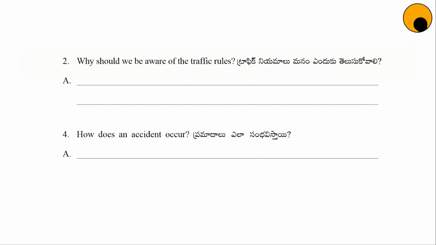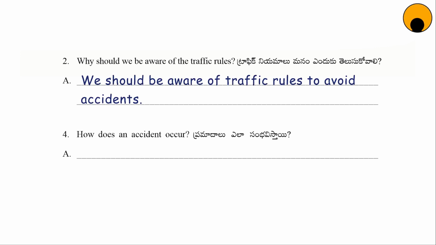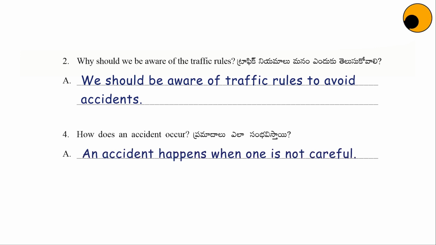Why should we be aware of the traffic rules? We should be aware of traffic rules to avoid accidents. How does an accident occur? An accident happens when one is not careful.